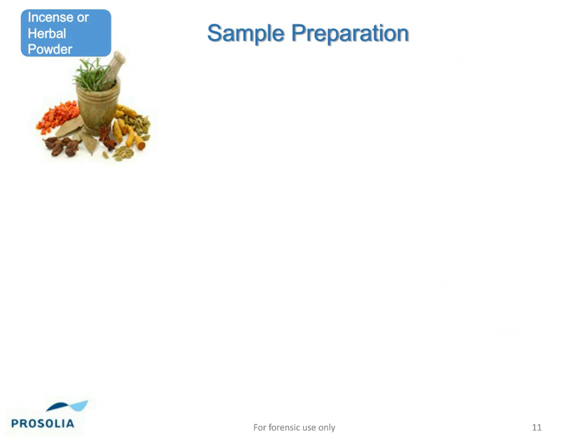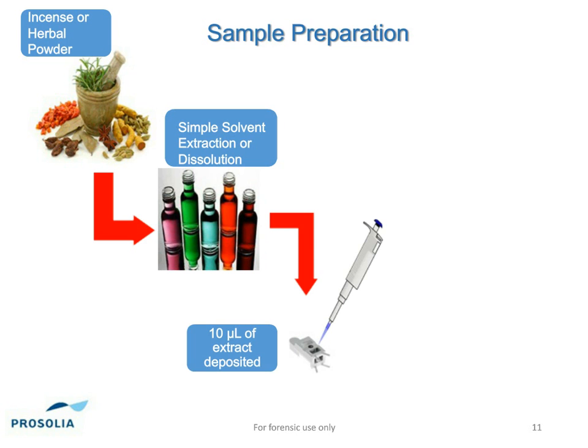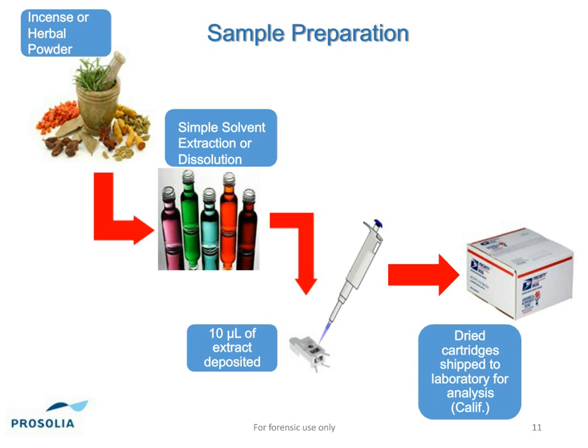For the purpose of this study, we received some samples that were seized at different crime scenes, and some of them were from some post-mortem crime scenes. They were herbal incense or powders. The samples were homogenized. Then an amount of liquid was added. The extraction solvent in this case was a 1-to-1 mixture of methanol and acetonitrile. 10 microliters of that extract was deposited on a cartridge and allowed to dry. The samples were then packaged up and shipped from Indiana, which is where I'm located, out to California for analysis.